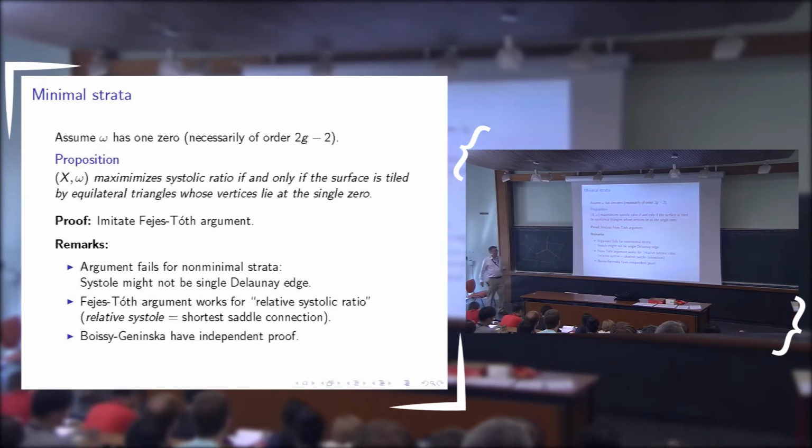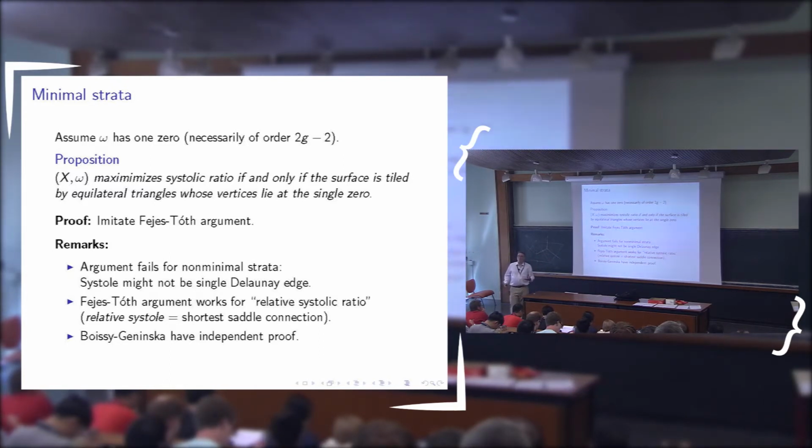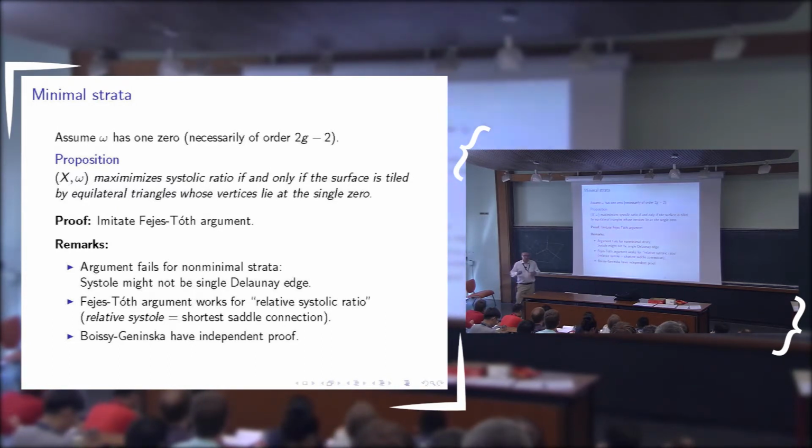In more general strata, you have to work harder. It does work, however, if you're willing to look at the relative systolic ratio or the relative systole. From the point of view of strata, the relative systole is very natural: you take just the length of the shortest saddle connection. It comes up all the time in this business. One over the length of the shortest saddle connection gives you a proper function on the moduli space, a very useful thing on a given stratum.